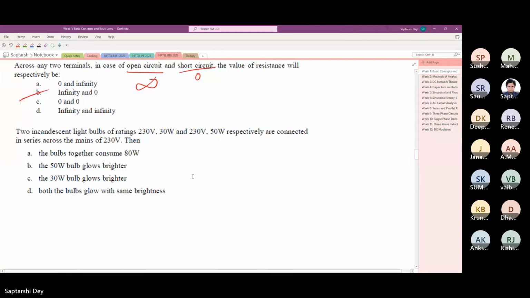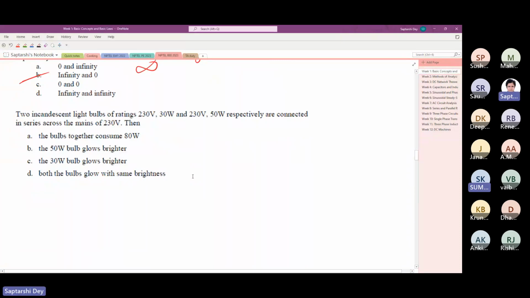All right. Next question. Two incandescent light bulbs of ratings 230 volt 30 watt and 230 volt 50 watt respectively are connected in series across the mains of 230 volt. Okay. So what is the difference between these two bulbs? One is 30 watt and one is 50 watt. So the difference is in the resistance. And they are connected in series. The bulbs will together consume 80 watt; 50 watt glows brighter, 30 watt glows brighter, or same brightness. We'll see.